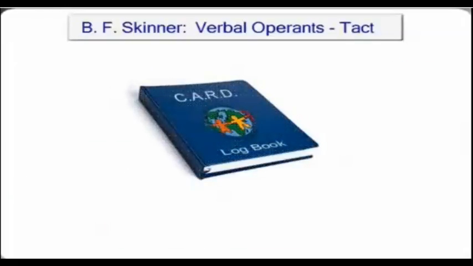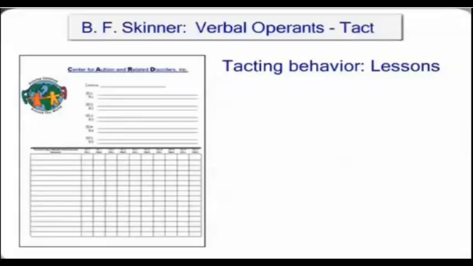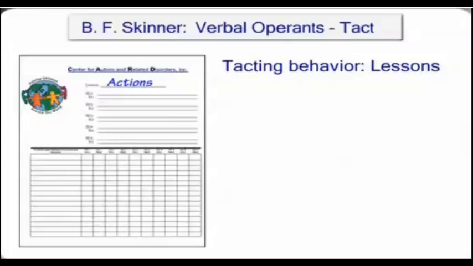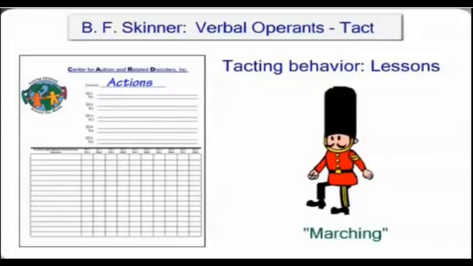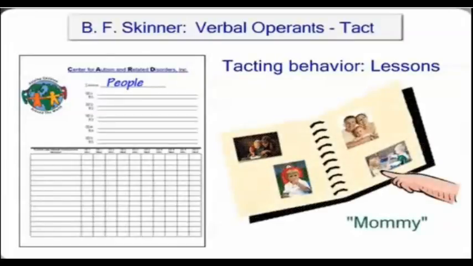In the CARD language curriculum, there are several lessons that develop tacting behavior. Let's look at some examples of lessons during which you may help a child develop tacting behavior. In the objects lesson, you may be asked to teach a child to tact or label items while looking at a book. In the actions lesson, you may be instructed to teach a child to tact the actions of toy figures during pretend play. In the people lesson, you may be asked to teach a child to tact people while looking through a family photo album. These are examples of basic tacts that have been incorporated into different lessons.